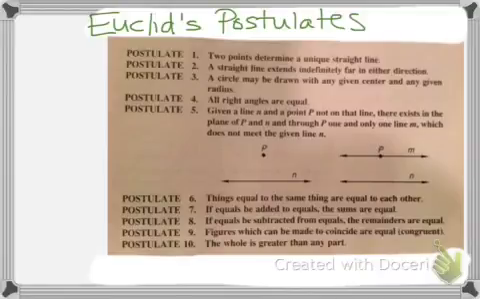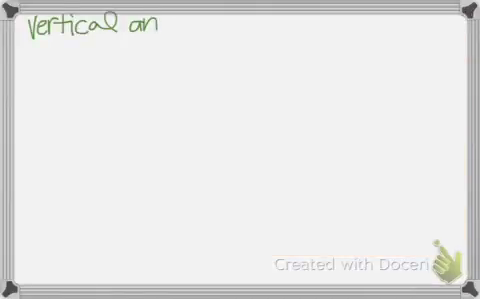Postulate number 6, things equal to the same thing are equal to each other. Postulate 7, if equals be added to equals, the sums are equal. Postulate 8, if equals are subtracted from equals, the remainders are equal. And postulate 9, figures which can be made to coincide are equal or congruent. And postulate 10, the whole is greater than any part. So those are the postulates.